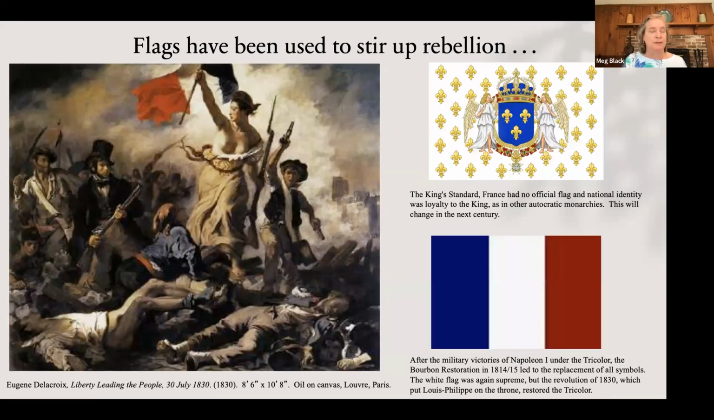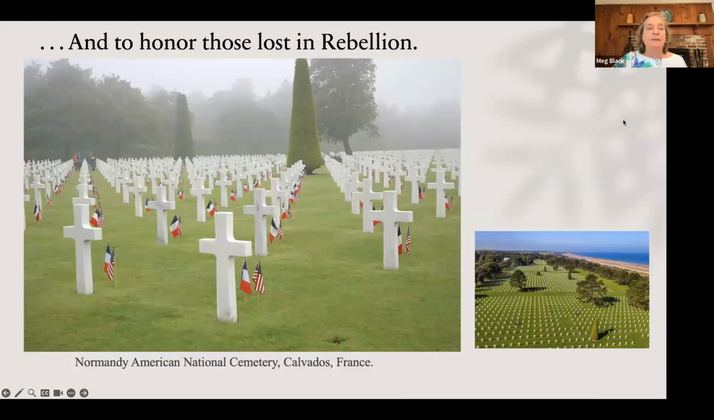French like to put up these barricades. You've seen those maybe recently with the recent rebellion in France about them raising the retirement age from 62 to 64. Every now and then, if you look at those images, you see something very similar where the roads in Paris have been upheaved, and they create these barricades. And their flag has also been used to honor those lost in rebellion. And this, of course, is the Normandy American cemetery in France, where you see the American and the French flag in this very, very big cemetery.